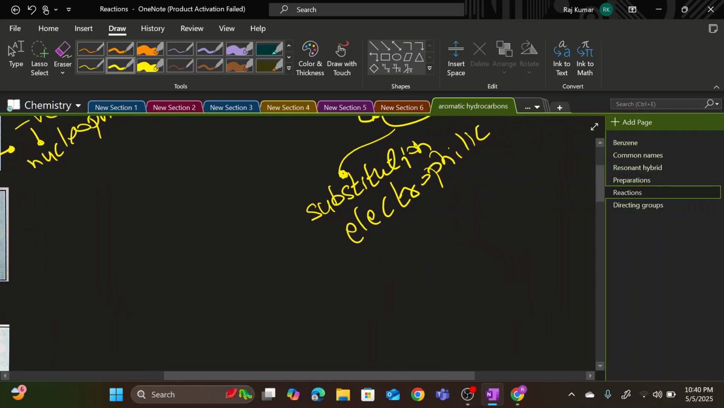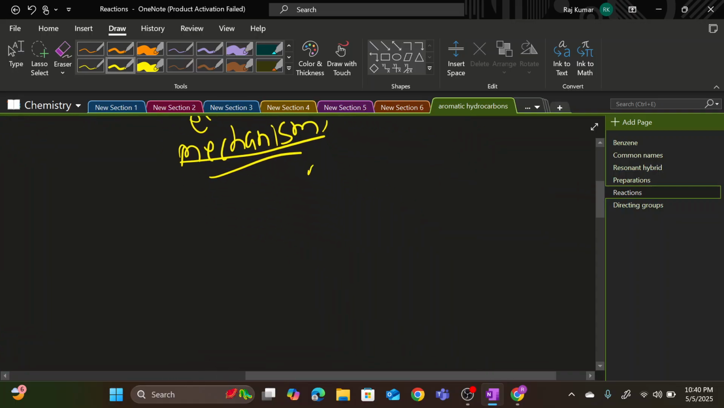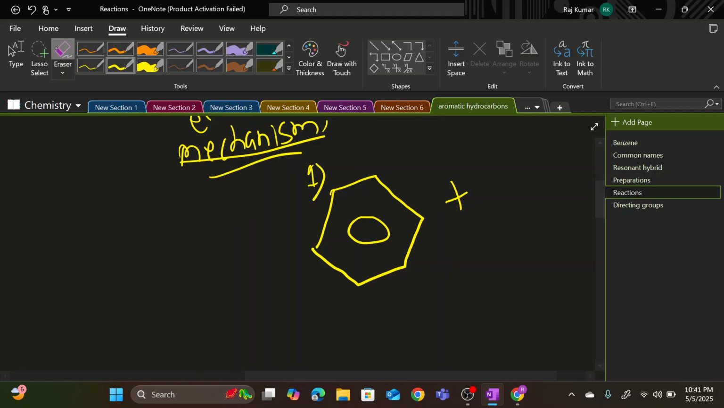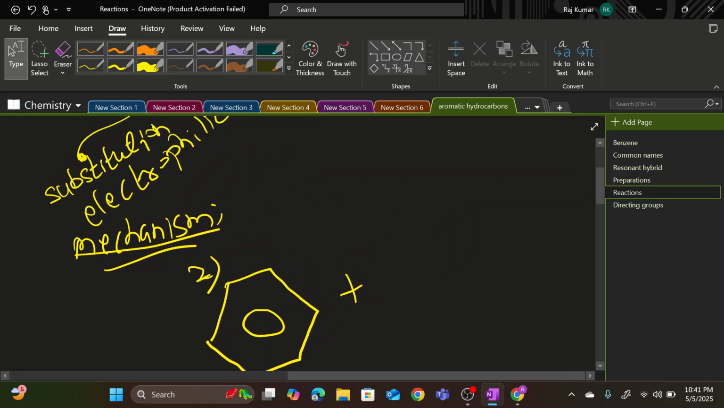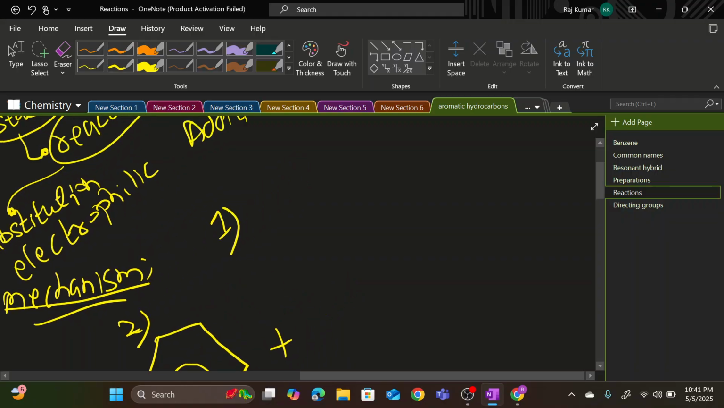First, we need to understand the mechanism of electrophilic substitution reaction. The mechanism of electrophilic substitution reaction is in such a manner that there are three steps involved in the formation of a substituted benzene. Number one step of forming a substituted benzene is that I take a strong electrophile. In order to cause the substitution of benzene, I'm going to basically take a strong electrophile.